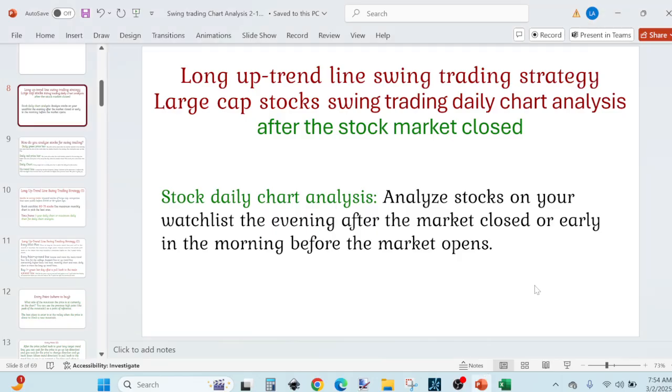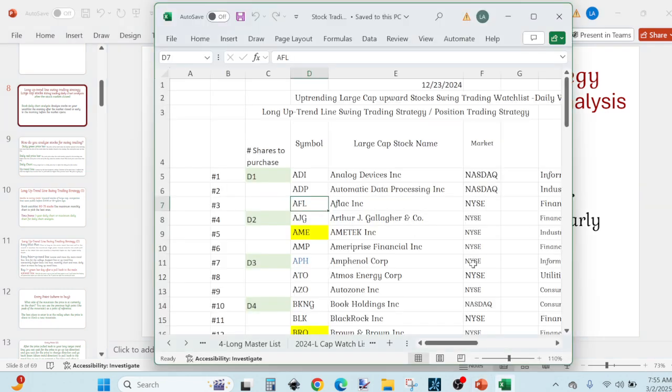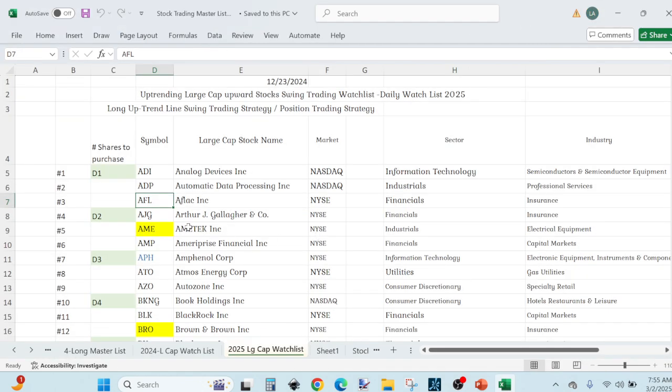Hello, how do you do your swing trading daily chart analysis of large cap stocks if you are using a long up-trend-line swing trading strategy? It's good to have a watch list of stocks, and on a daily basis you analyze them. So we have our watch list of stocks here, and we are going to analyze three stocks from the list.